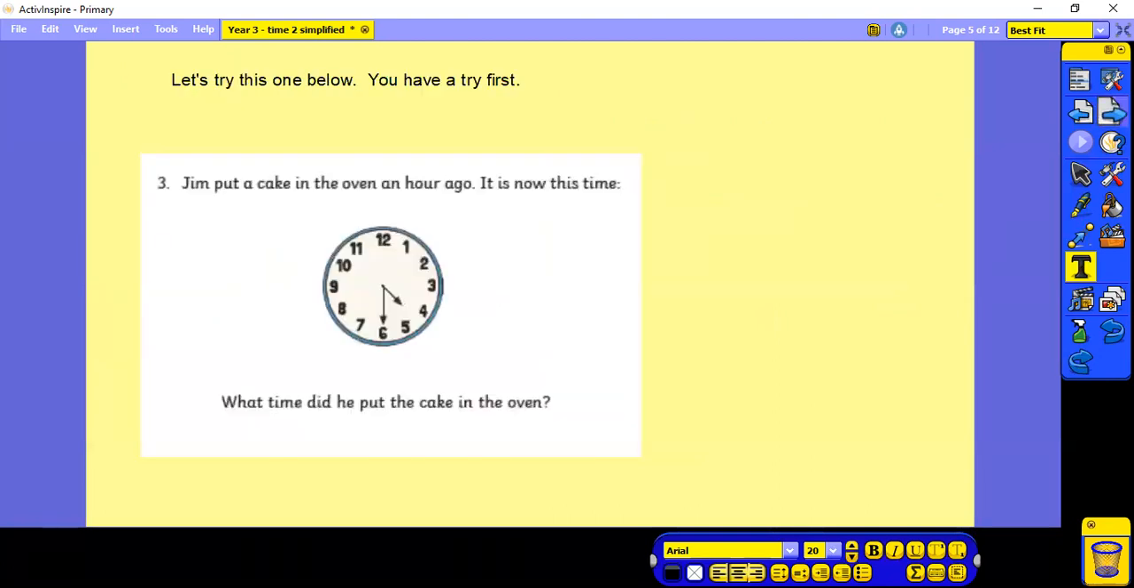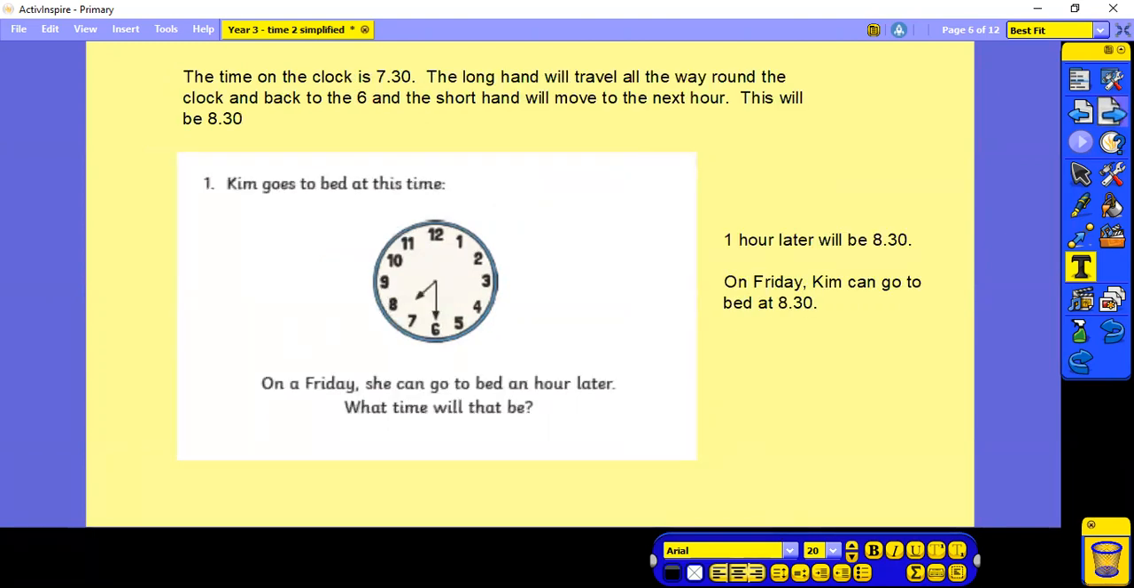So have a try at this problem. Again, pause this whilst you have a go. So it's the same thing. The time on the clock is 7:30, and that's when Kim is going to bed. But on Friday, she can go to bed an hour later. So let's have a look.